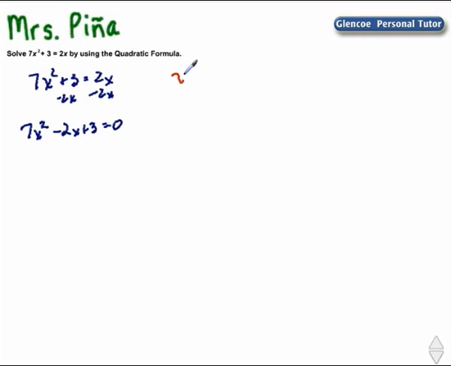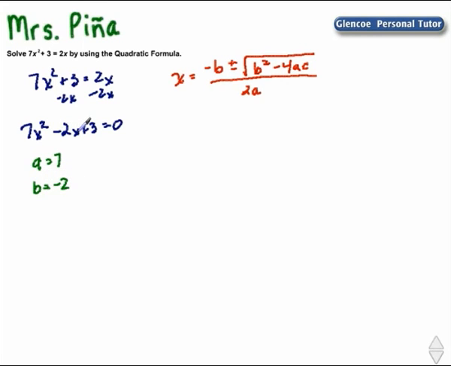If you recall, the quadratic formula is x equals the opposite of b, or negative b, plus or minus the square root of b squared minus 4ac, all divided by 2a. I need to find a, b, and c from my problem. In this case, a will be 7, the coefficient of x squared. B will be negative 2, since I'm subtracting 2x. B is the coefficient of x. And c is 3.